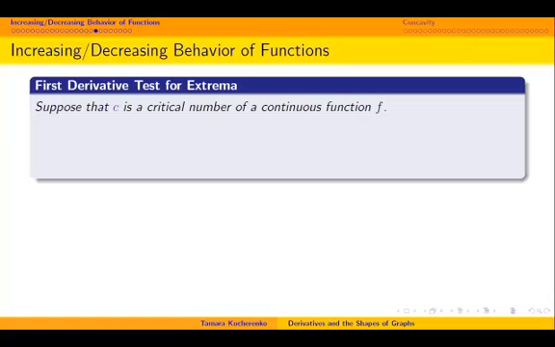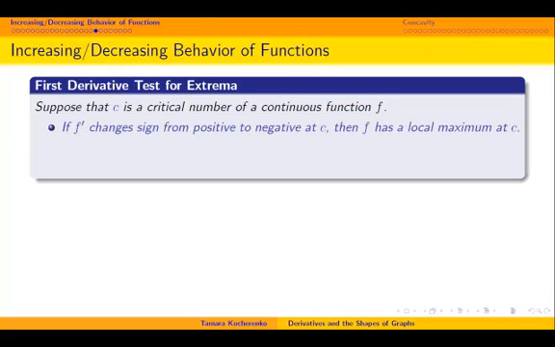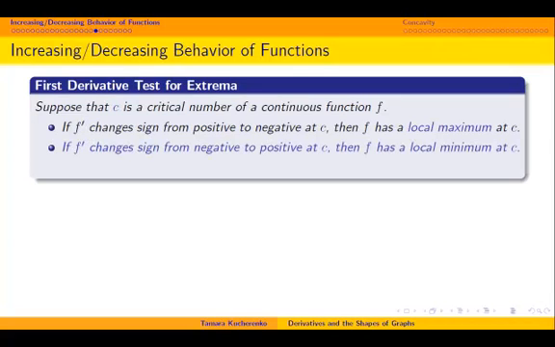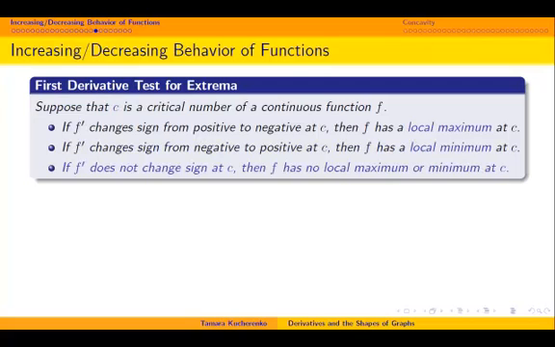Suppose that c is a critical number of a continuous function f. If the derivative changes sign from positive to negative at c, then the function has a local maximum at c. If the derivative changes sign from negative to positive at c, then the function has a local minimum at c. If the derivative does not change sign at c, then the function has no local maximum or minimum at c.